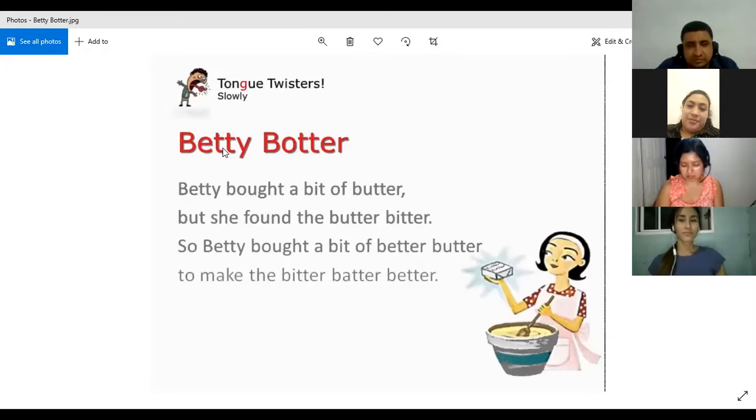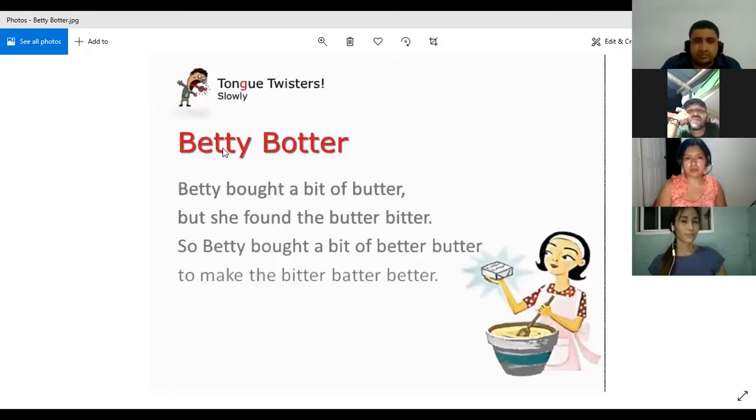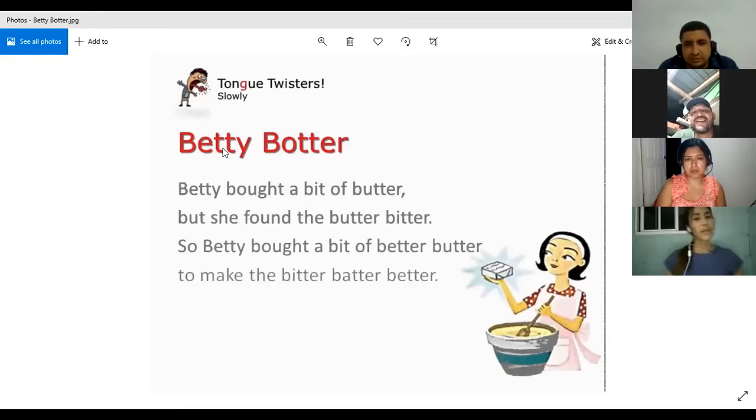Jose, do you want to continue? Okay. Betty bought a bit of butter, but she found the butter bitter. So Betty bought a bit of better butter to make the bitter butter better. Okay, faster. One more time. Betty bought a bit of butter, but she found the butter bitter. So Betty bought a bit of better butter to make the bitter butter better. Okay, there you go. Thank you.